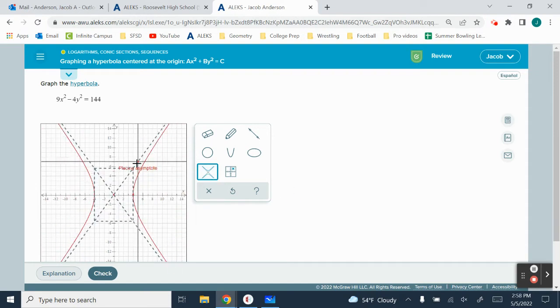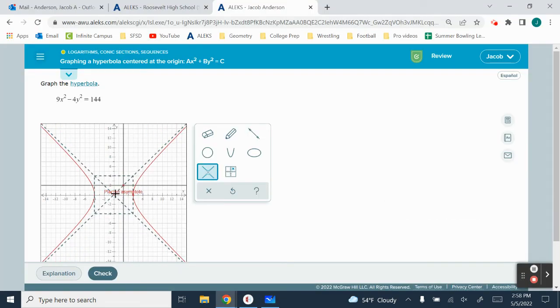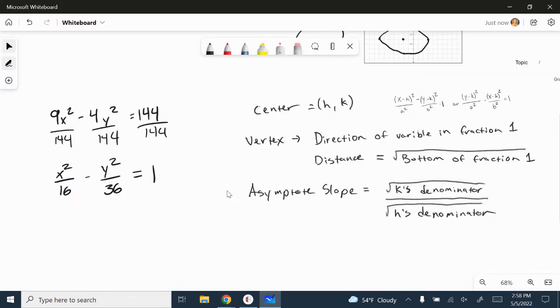And now I'm going to find my slope of one of these lines. I always go with where my mouse is, that line right there. This asymptote slope is k's denominator. Well, h is always attached to x, so k would be over here. The square root of 36 is what we would use then, divided by the square root of h's denominator, which would be 16.